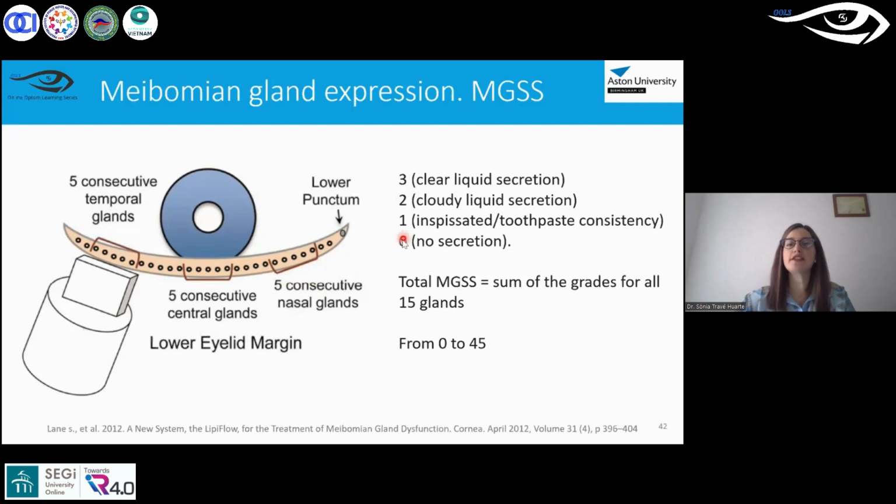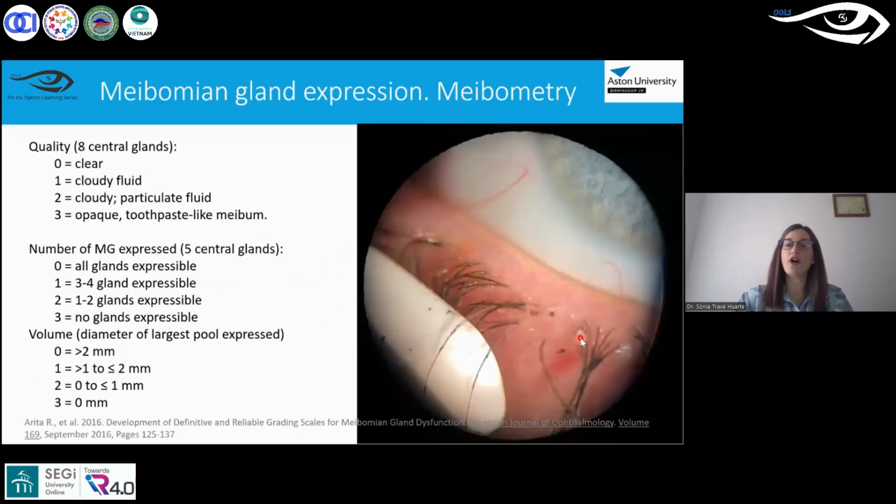So you've graded from 0 being no secretion, then 3 being clear oil, cloudy, or inspissated. Inspissated is pretty much like solid. Then you add those up with a maximum of 45, 45 being the best: very, very clear oil with all of the expressed glands, and a lower score would be that's not working too well. Other grading scales like Meibometry, we have this one.